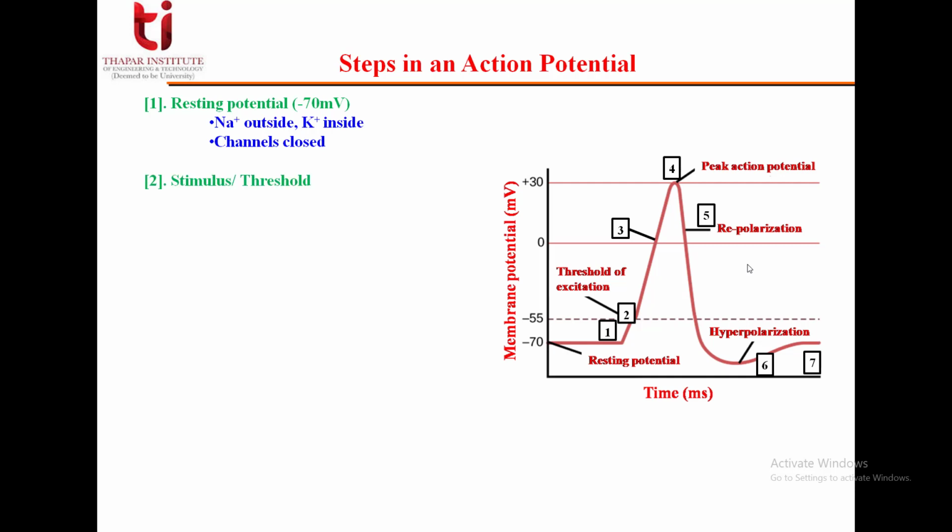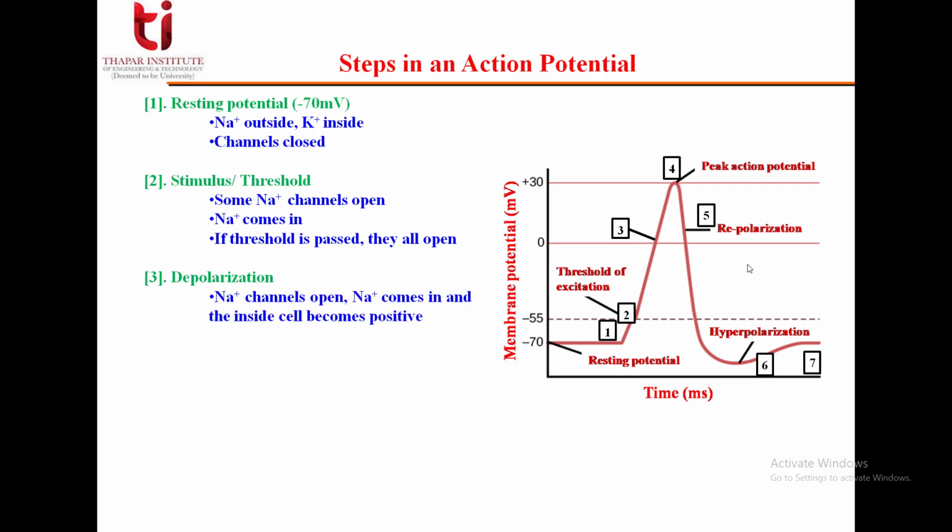Suddenly some stimulus comes, and if all the stimuli add up, they will cross the threshold, which is shown as, again, minus 55 millivolts typically. Then some of the sodium channels open up. Because of that, sodium comes in, and if the threshold is passed, they all will open, and that triggers the action potential. It also makes the inside of the cell more positive, and that is depolarization. You can see that it is becoming positive, so it is depolarization.